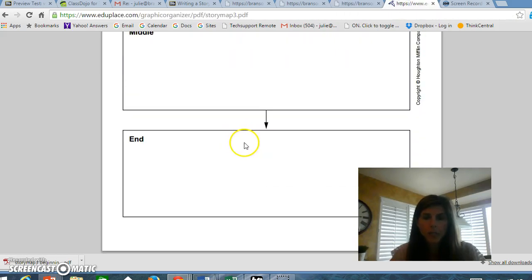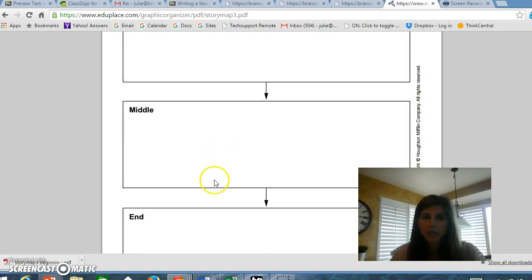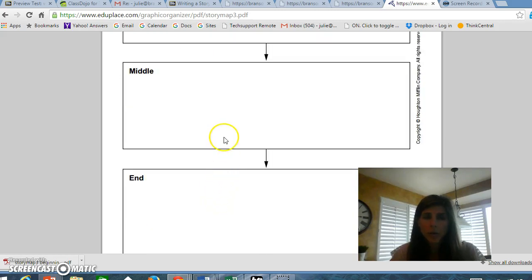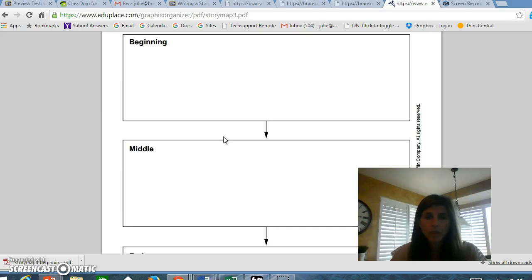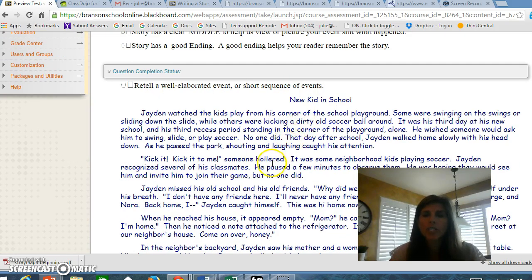that. It gives you a little bit more space to write, and I would jot down some things that would happen at the beginning, you think, and then in the middle and the end. A lot of times you want to think about what kind of problem your characters are going to be solving. So in this story, if you recall, new kid in school, Jaden was his name, and he moved and didn't have any friends on the playground. So that is the problem to that story.